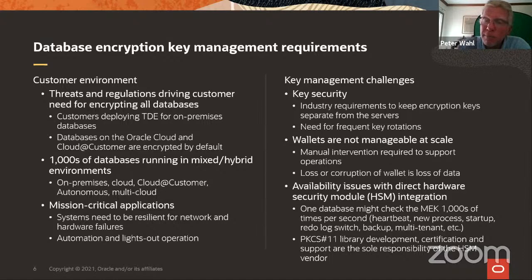There are also security mandates that have come out, for example PCI, I believe, that no longer allow you to keep the encryption keys anywhere near your encrypted data on the same server. So you need to move your keys off your encrypted database into something else, and that something else had better be OKV, Oracle Key Vault.